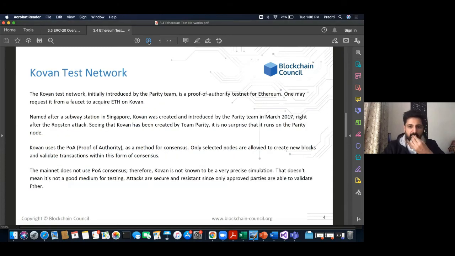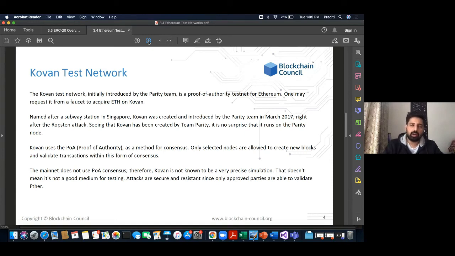Then we have Kovan. The Kovan test network, initially introduced by the Parity team, is a proof of authority testnet for Ethereum. Proof of authority, just like any other consensus mechanism, is a consensus algorithm. One may request ethers from a faucet on Kovan. Named after a subway station in Singapore, Kovan was created and introduced by the Parity team in March 2017.